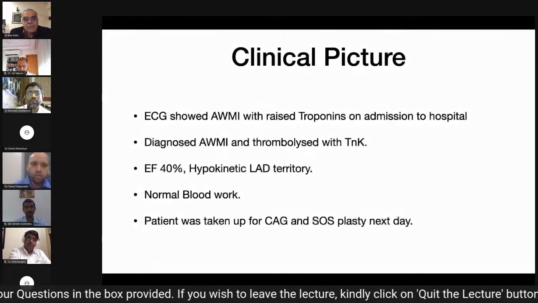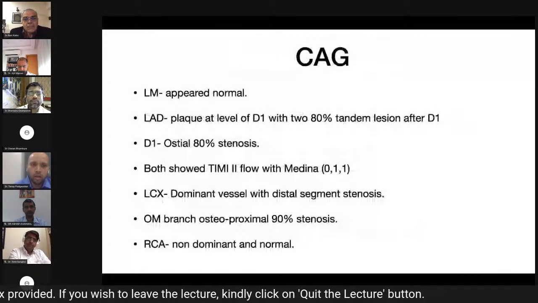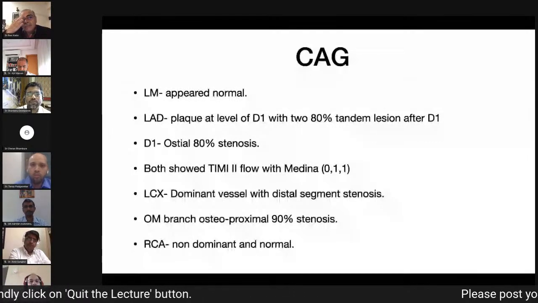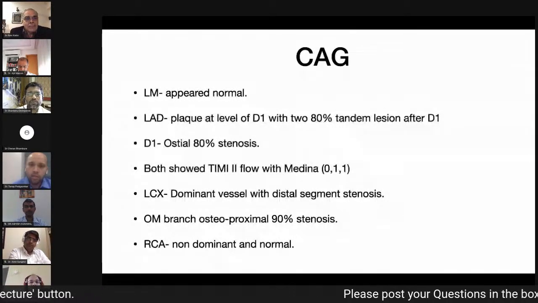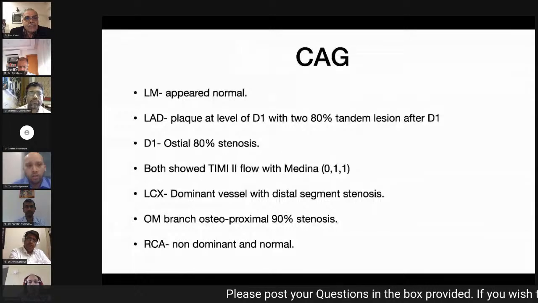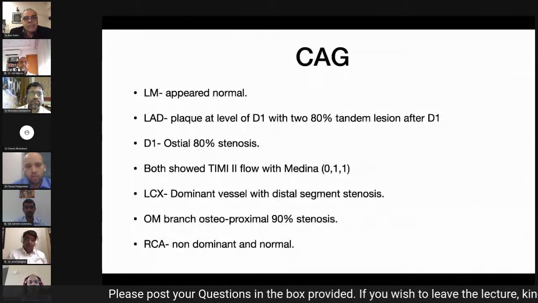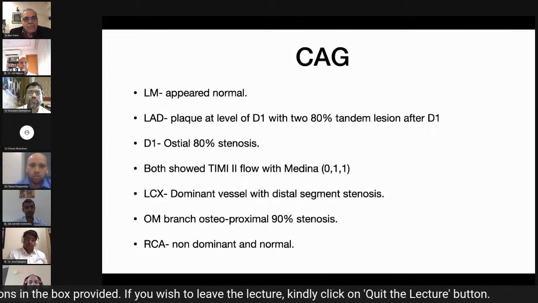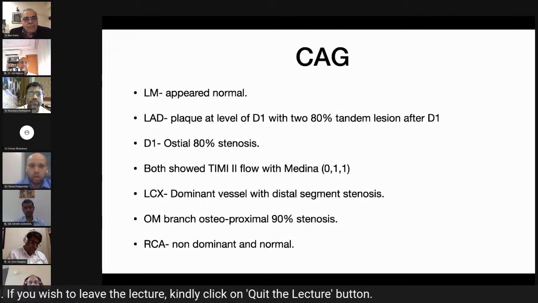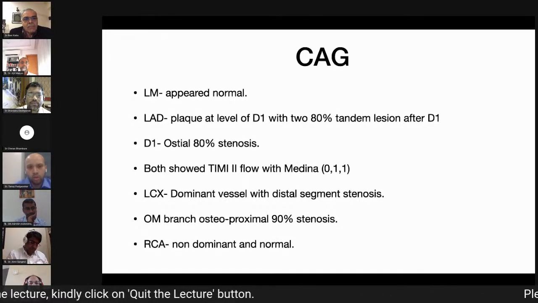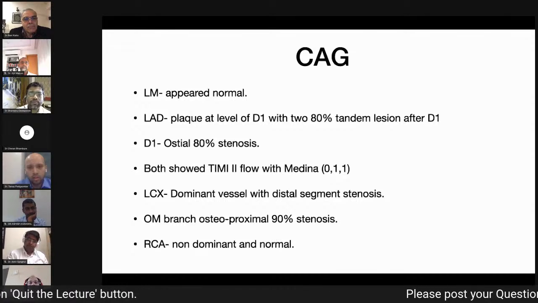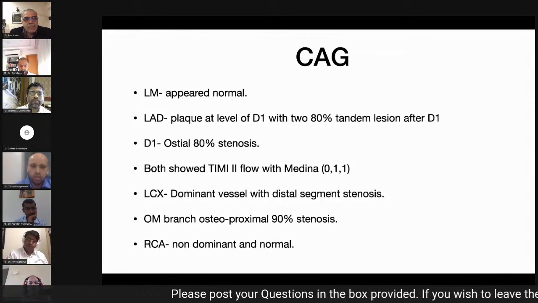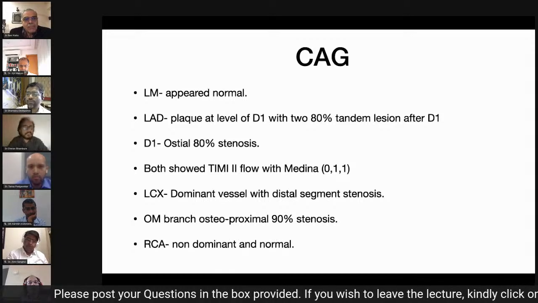The angiography showed the left main appeared normal. The LAD had a plaque just beyond the ostium, at the level of D1, with 2 tandem lesions of 80 and 90% beyond D1. The D1 was a good size long vessel with an ostioproximal 80% stenosis. Both had TIMI 2 flow with a sort of Medina 011. LCX was a dominant vessel with distal segment stenosis. The OM branch also had an ostioproximal 90% stenosis. And the RCA was a non-dominant normal vessel.